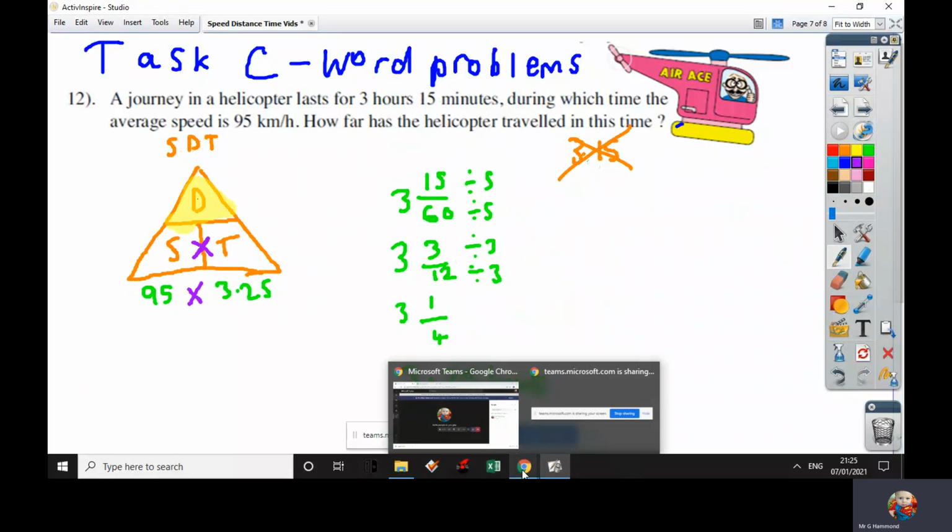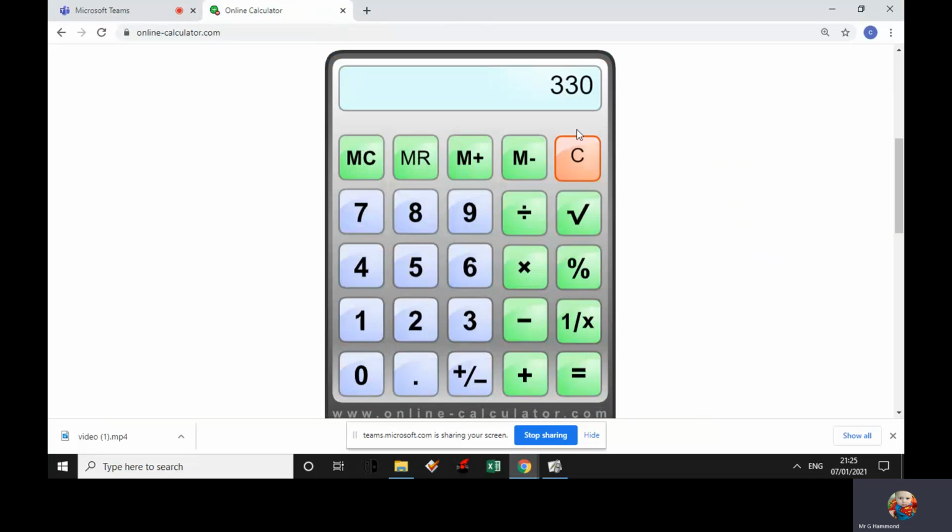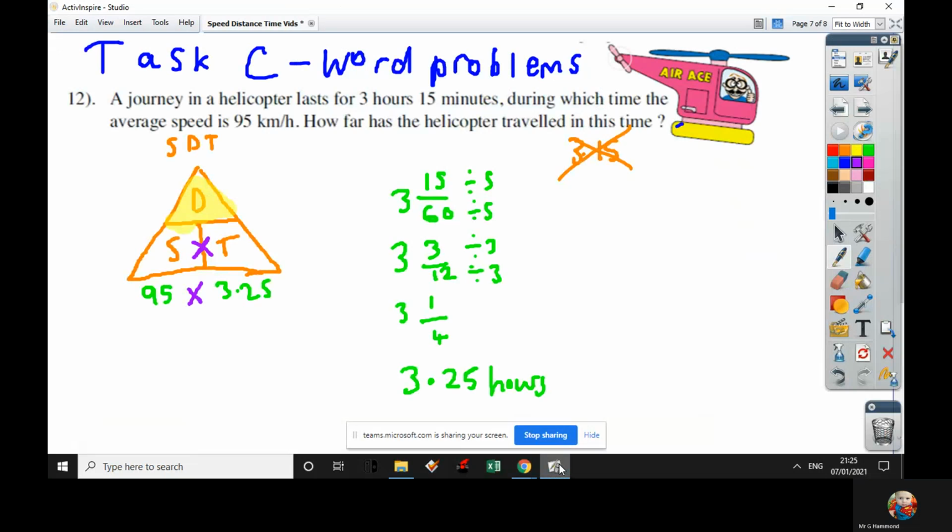So if I come away to my calculator, 95 times 3.25, press equals, that's 308.75. So that is my final answer for my distance, and I should really write it up here next to distance. So it's 308.75. And because we're talking about a distance and the speed in the question was in kilometers per hour, this distance must be in kilometers. So that is your final answer to the helicopter question.